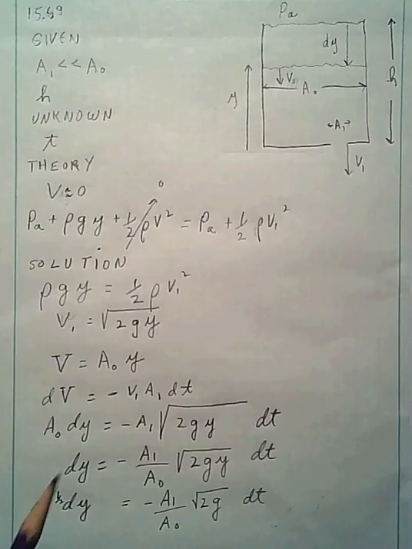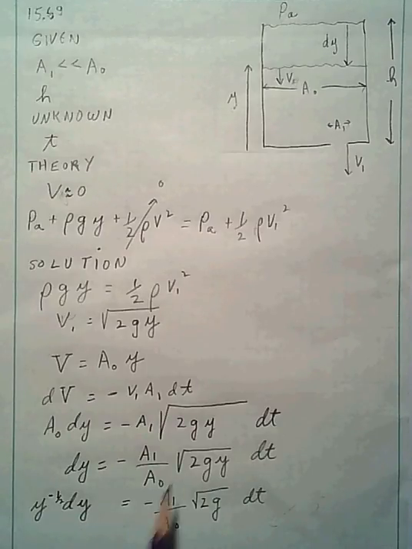What I need to do here to find the total elapsed time is an integral over the time interval. Then I've got to do an integral over the differential in height. And so I have to get everything in terms of y on the left-hand side of the equation, and constants and t on the right-hand side of the equation. So when you solve this, you get this equation here that shows the relationship between y and t.